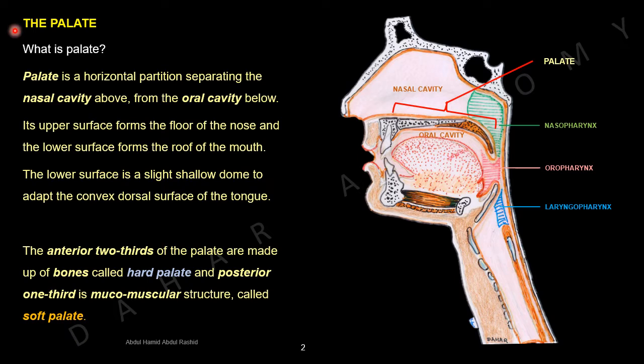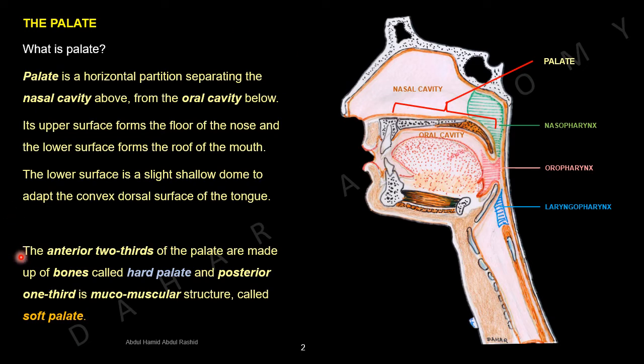The palate. What is the palate? Look at the diagram. The palate is a horizontal partition separating the nasal cavity above from the oral cavity below. Its upper surface forms the floor of the nose and the lower surface forms the roof of the mouth. The lower surface is a slightly shallow dome to adapt to the convex dorsal surface of the tongue.